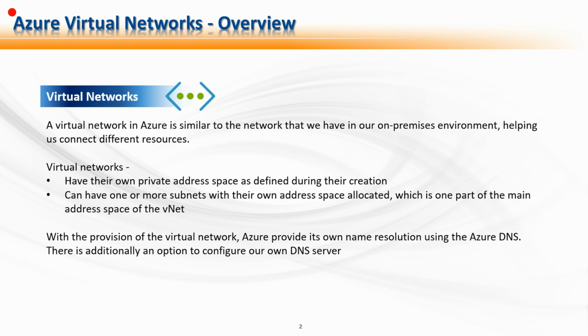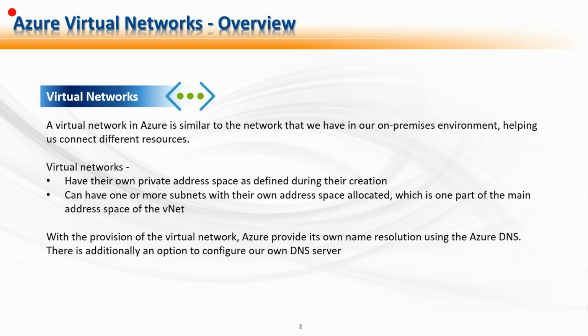Now, each Azure subscription can have multiple Azure regions, and each Azure region can have more than one virtual network. Virtual networks, therefore, are isolated from other virtual networks even when they are in the same region. Now, these virtual networks have their own private address space as defined during their creation. So when you are creating a virtual network, you need to define an address space which is specifically allocated to that particular virtual network. And they can have one or more subnets with their own address space allocated.